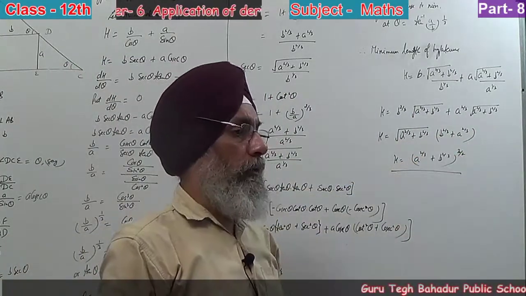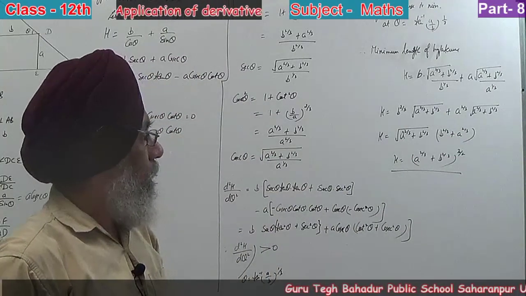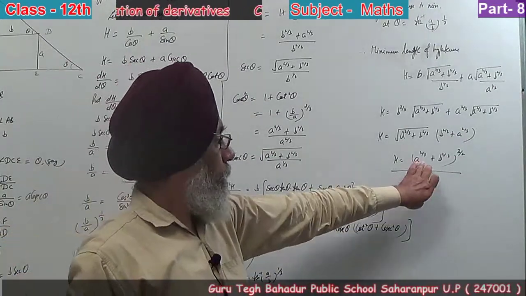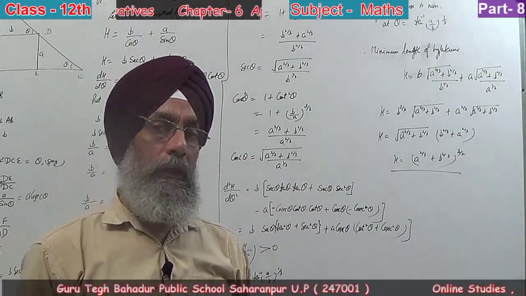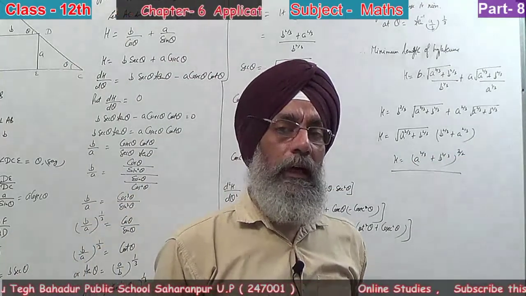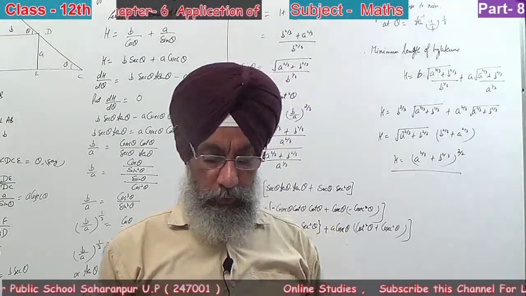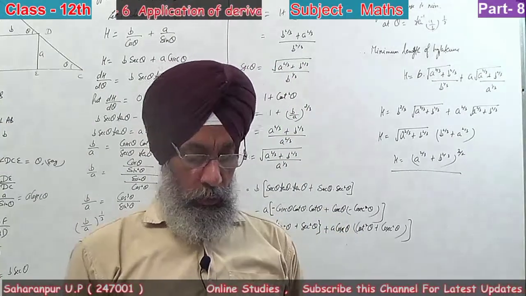On getting added these powers, we get h is equal to a to the power 2 by 3 plus b to the power 2 by 3 to the whole power 3 by 2. That we have to show, that the length of hypotenuse is minimum and the minimum length is what we have to prove here, as written here. So, in this way you can do this question.